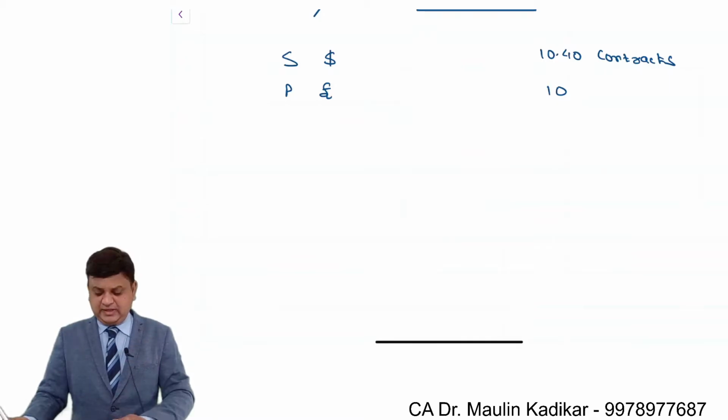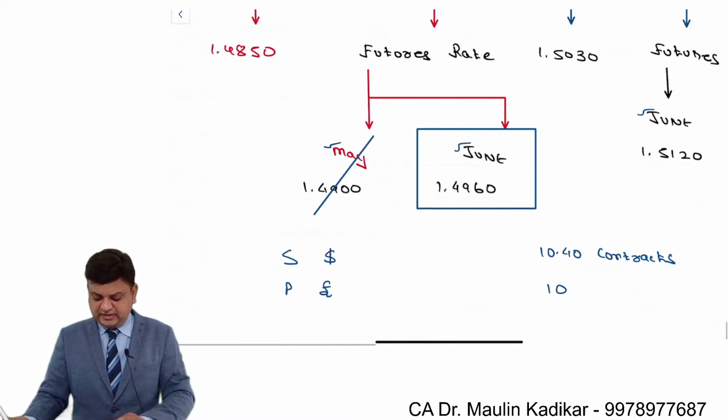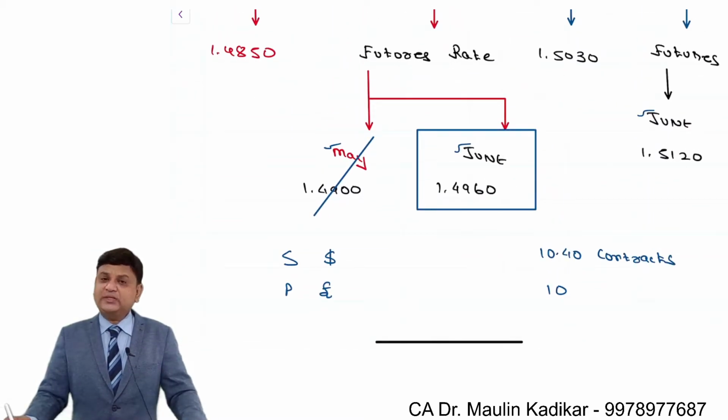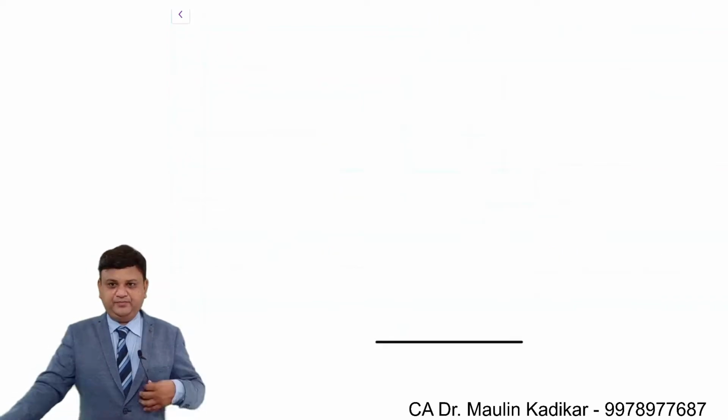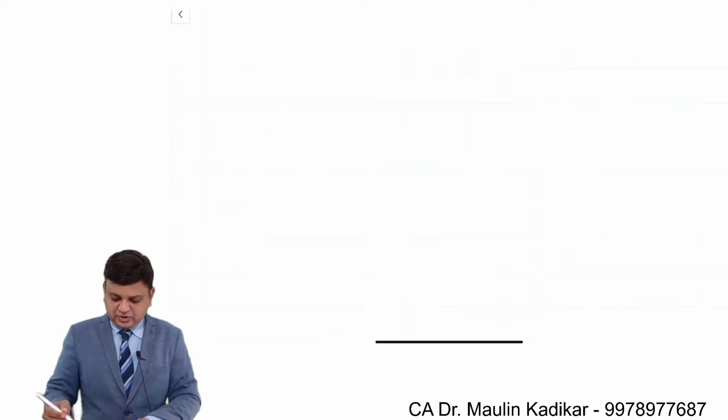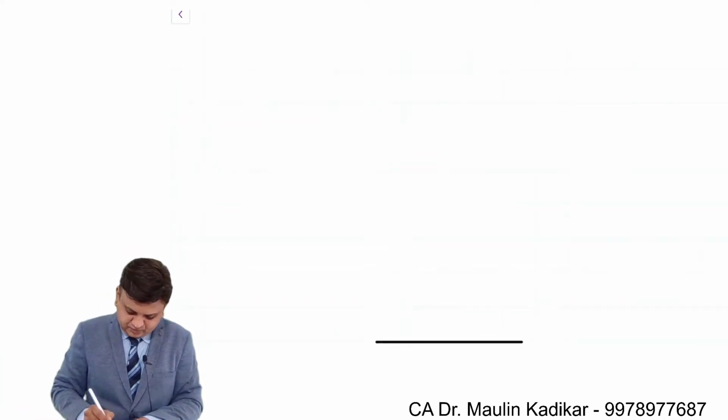However, right now I am doing the answer taking into account the 10 contracts, and the US company will enter into June futures for sell of dollar and purchase of pound for 10 contracts. So let us answer the question. First point.